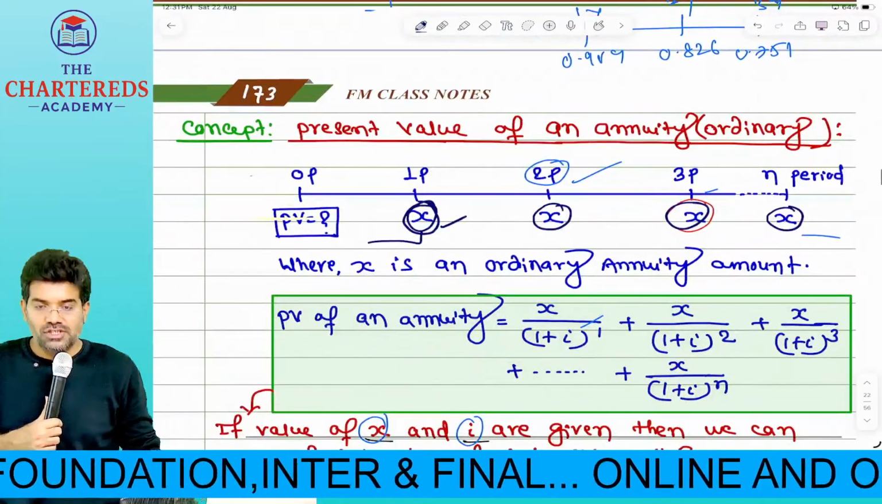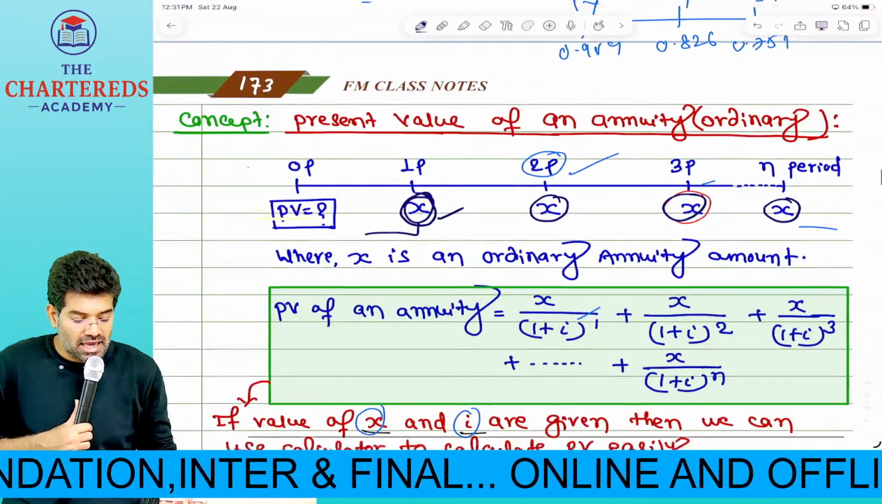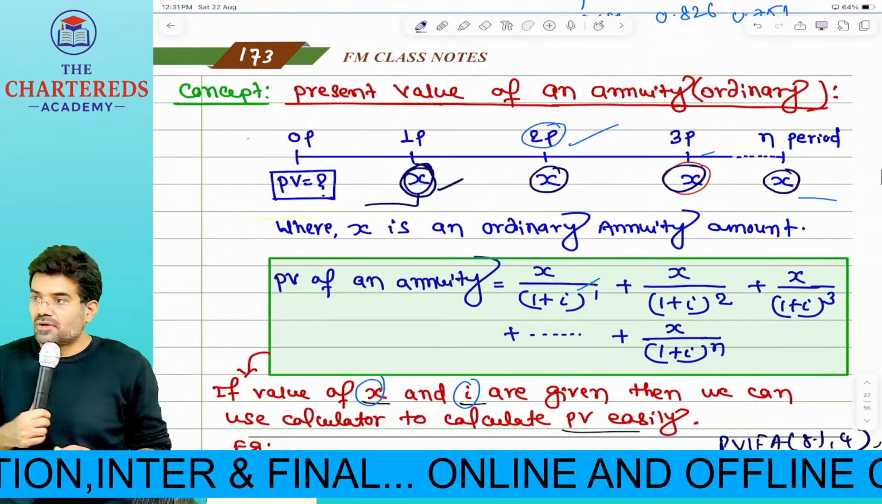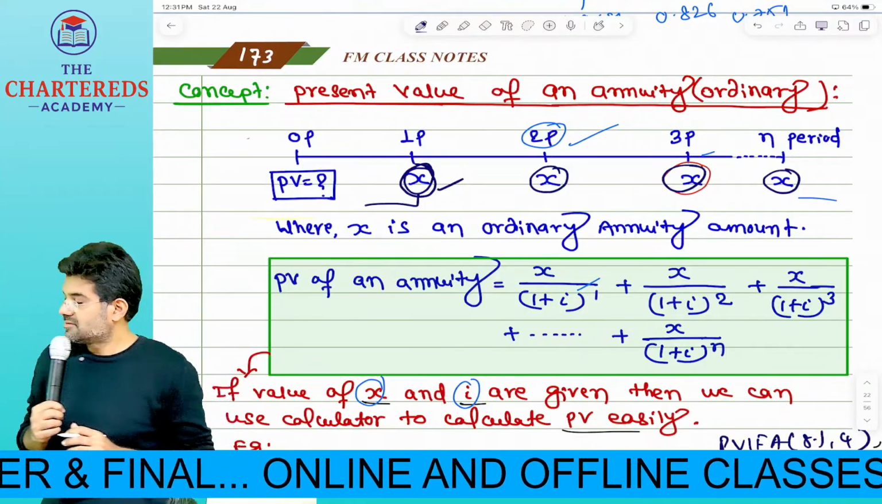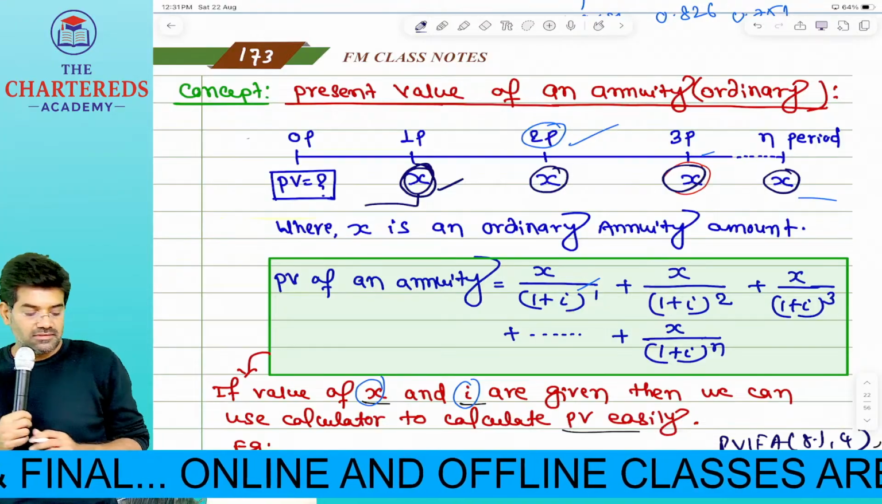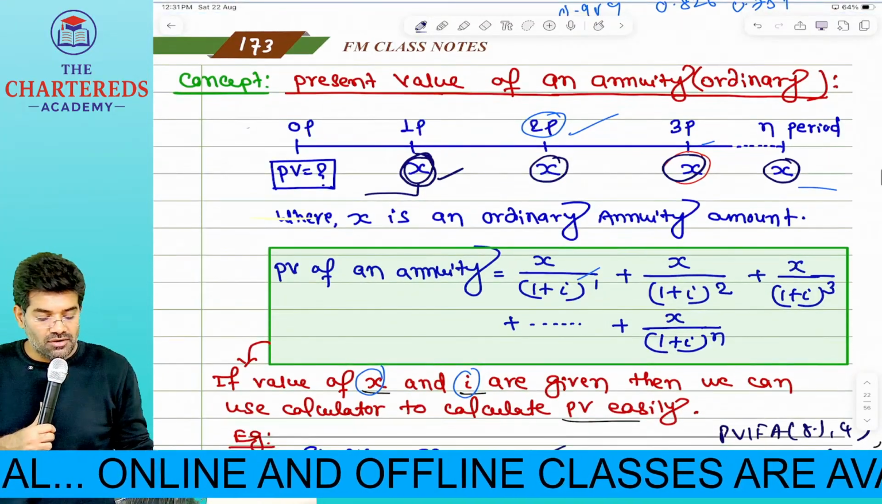So write this now. First one, present value of an ordinary annuity. Note it quickly, try to write more, everyone.